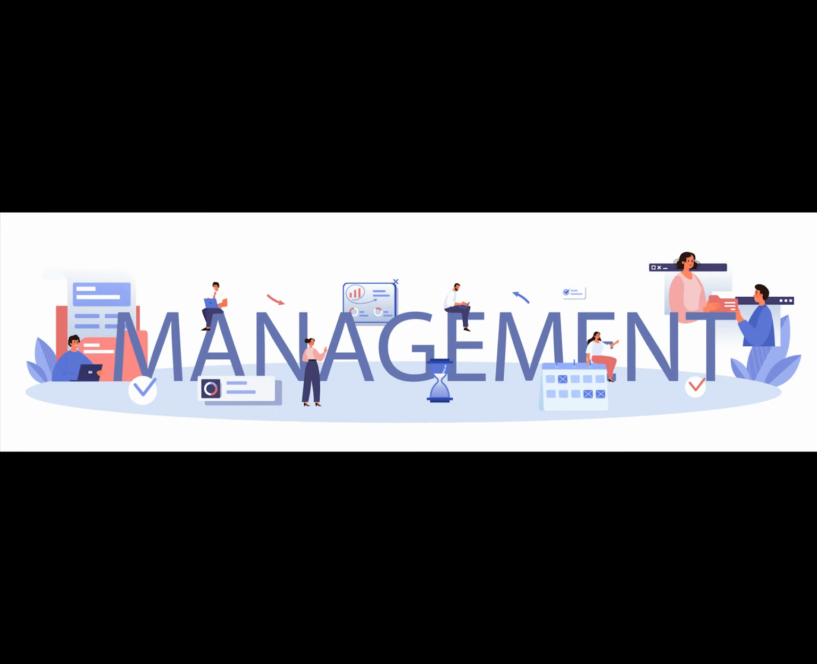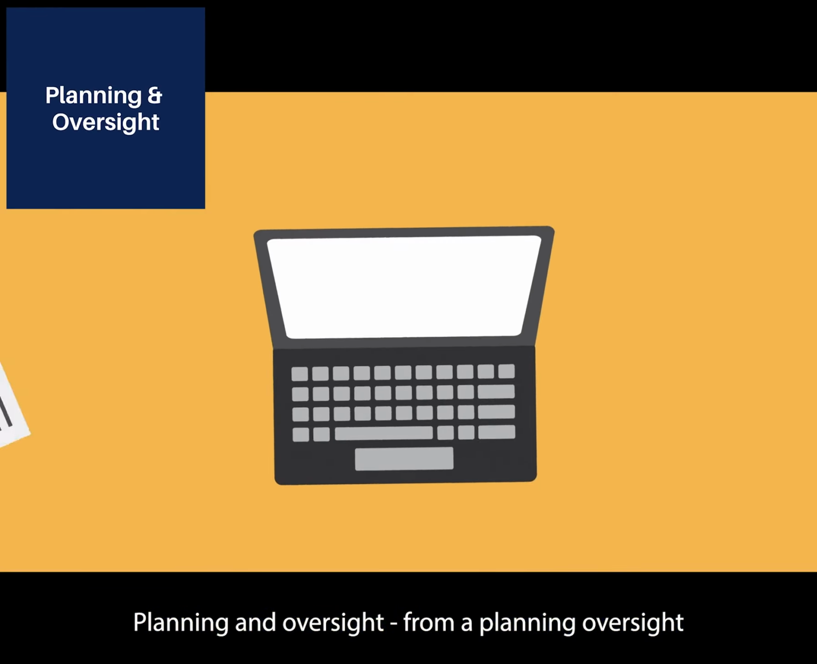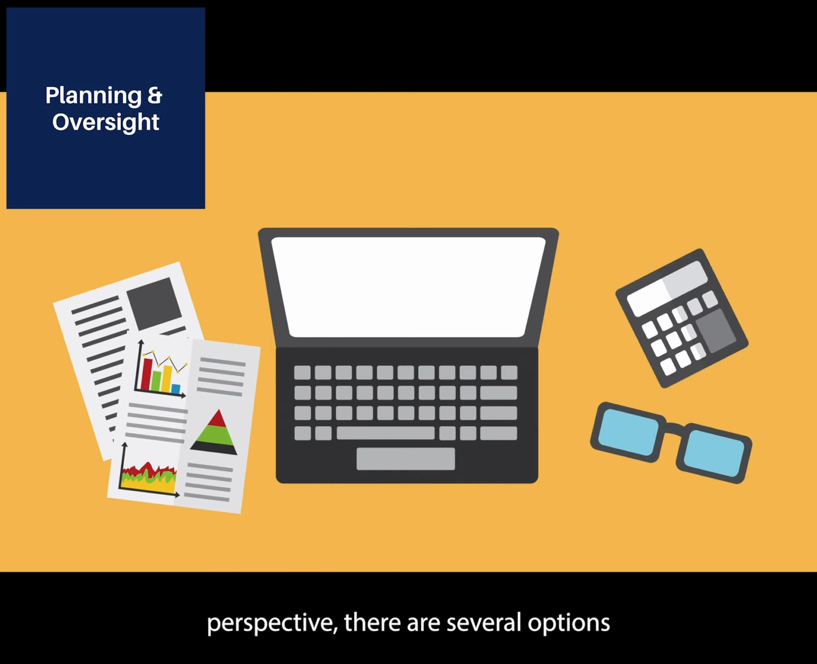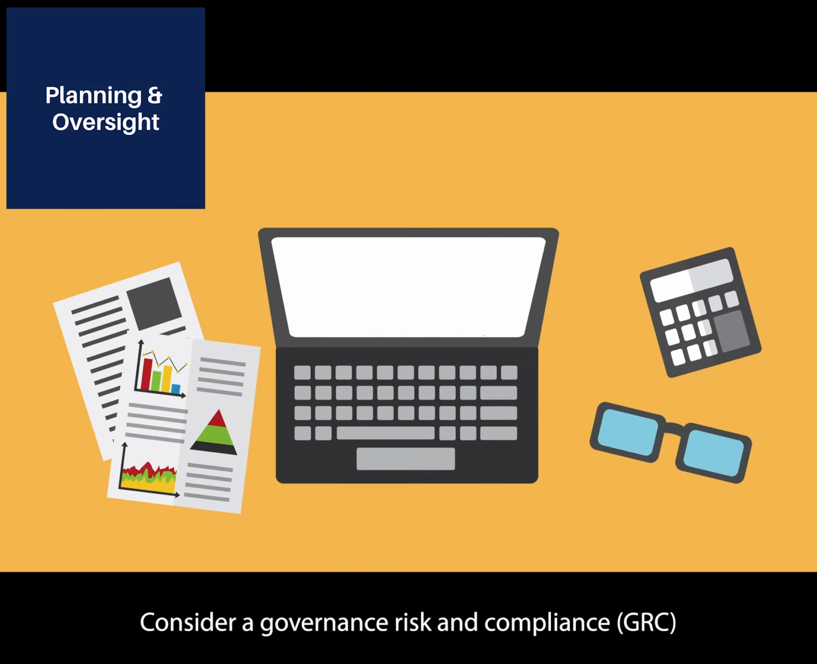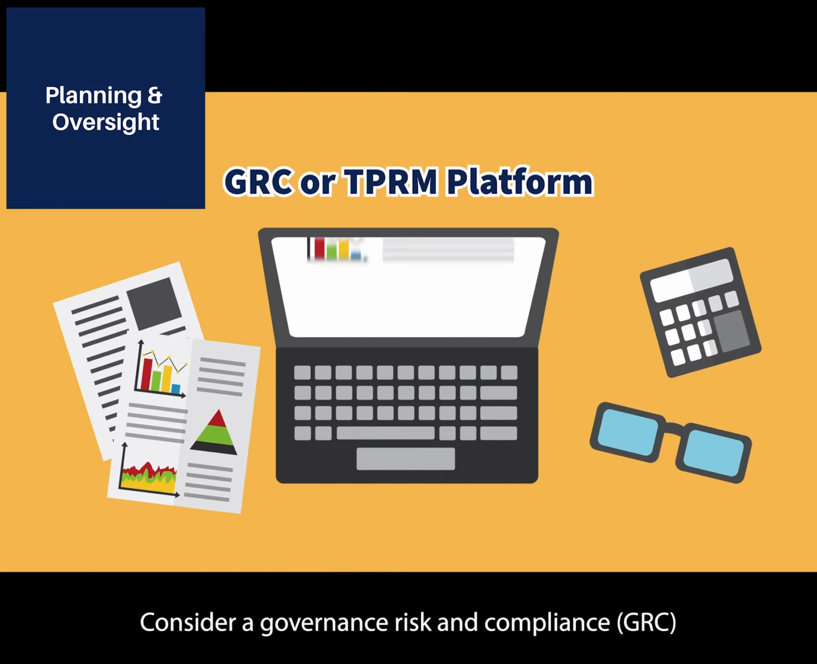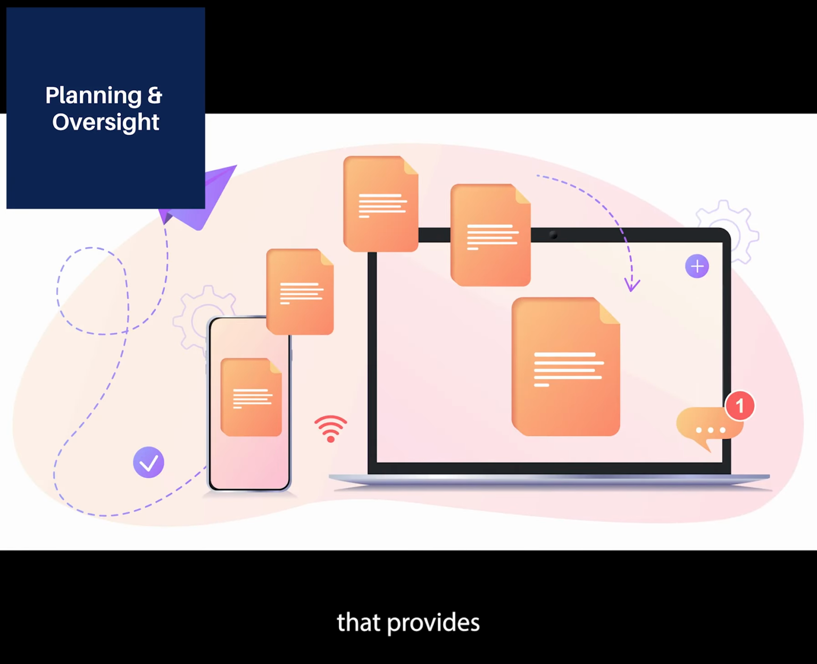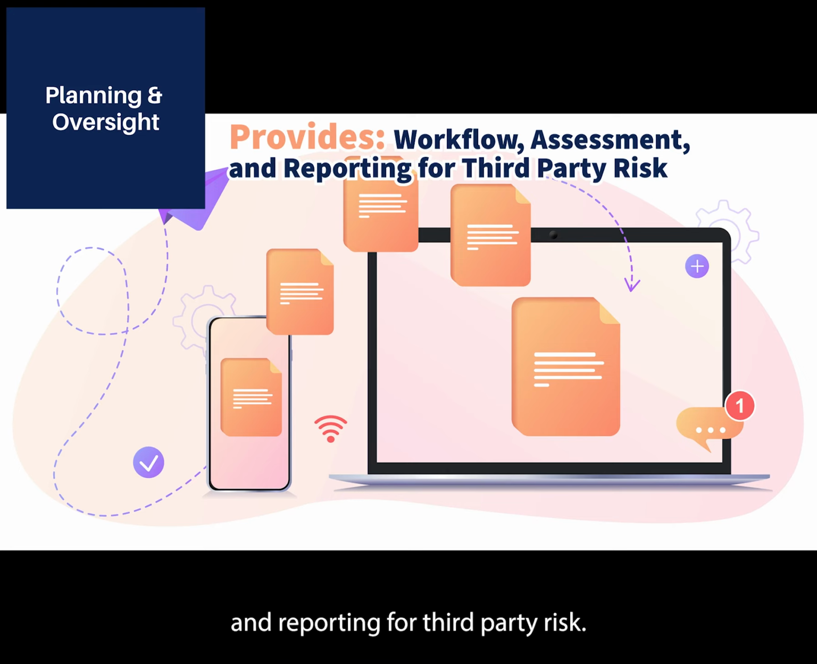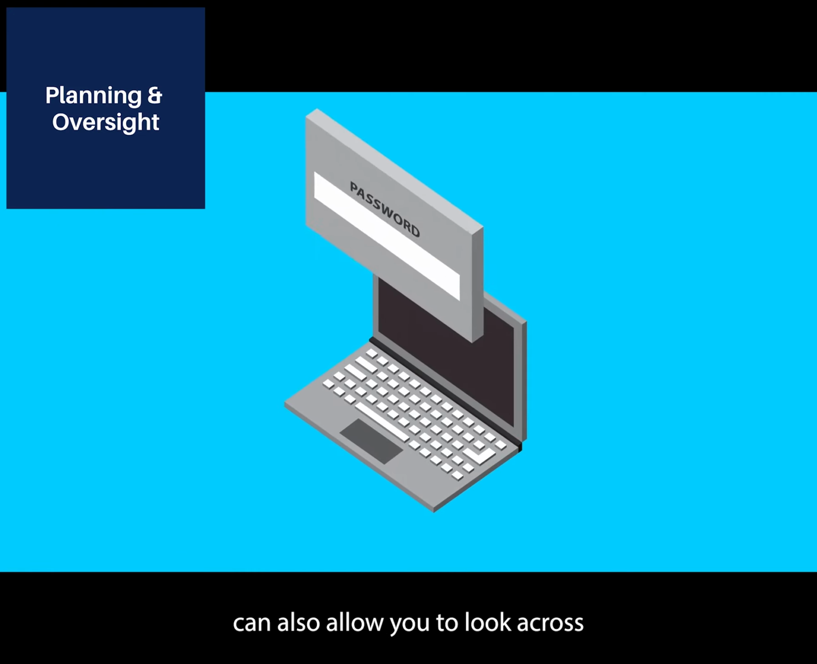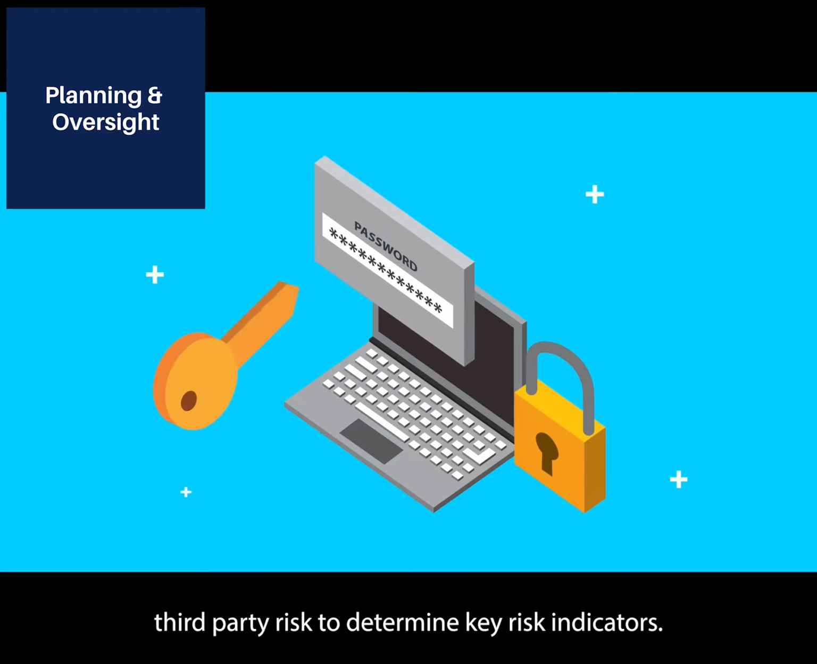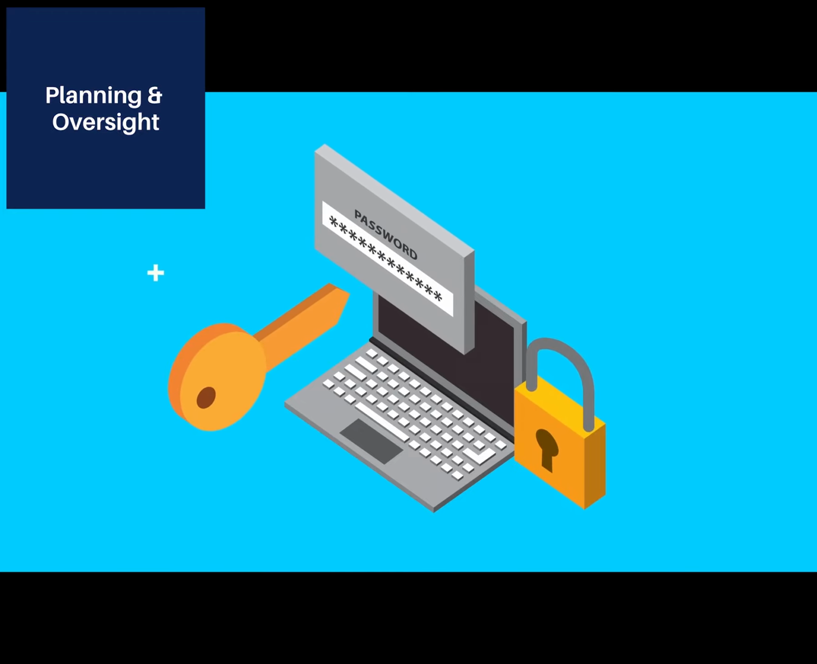Planning and oversight. From a planning and oversight perspective, there are several options you can go with. Consider a governance, risk, and compliance (GRC) or third-party risk management platform that provides workflow, assessment, and reporting for third-party risk. A comprehensive tool can also allow you to look across third-party risk to determine key risk indicators.